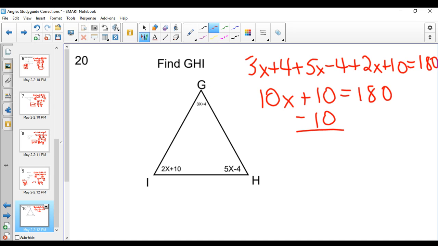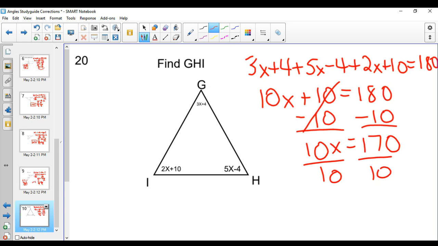Okay, next, subtract 10 from both sides. Then we have 10x equals 170. Divide both sides by 10. So we have x equals 17. Well, we're almost finished. They asked for the measure of angle GHI. So GHI is this angle right here.